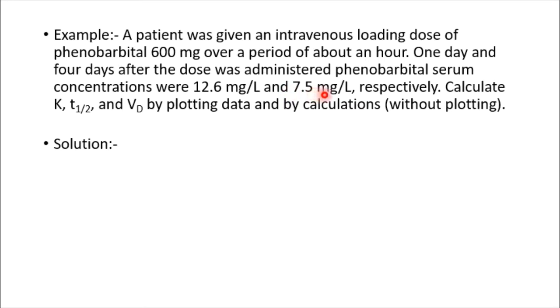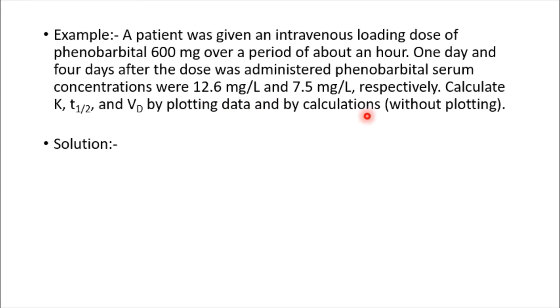mg per liter respectively. This means that 1 day after the administration, which is 24 hours after the administration, the plasma concentration was 12.6 mg per liter. And 4 days after the dose was administered, plasma concentration was 7.5 mg per liter. Here, calculate elimination rate constant, half-life, volume of distribution by plotting data and by calculations without plotting.